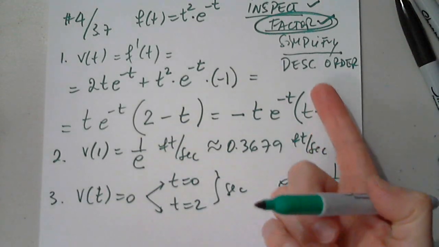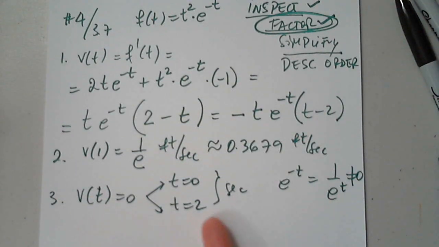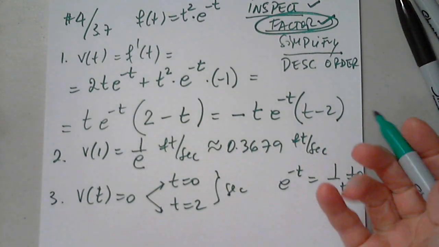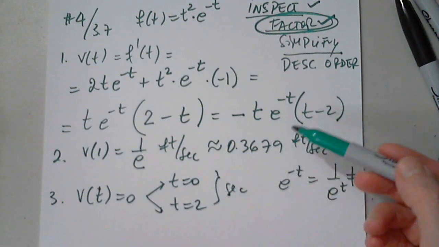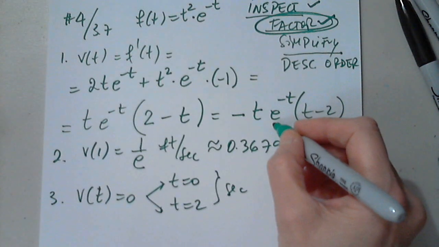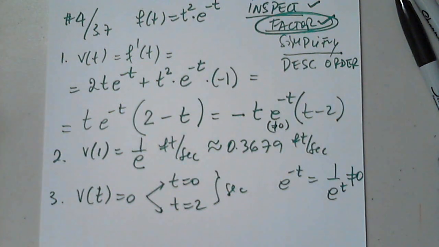Good, because I already did the work, I didn't have to write anything here. I'm just looking at this. Imagine that I set it equal to 0, and I get t equals 0 and t equals 2. This can never be 0. Never 0. Okay, then I move on.